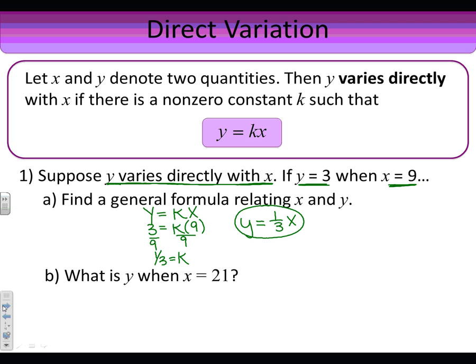So what is y now when x is 21? We have our general formula, y equals 1/3 x. I'm trying to find y when x is 21, which means y is going to be 7.